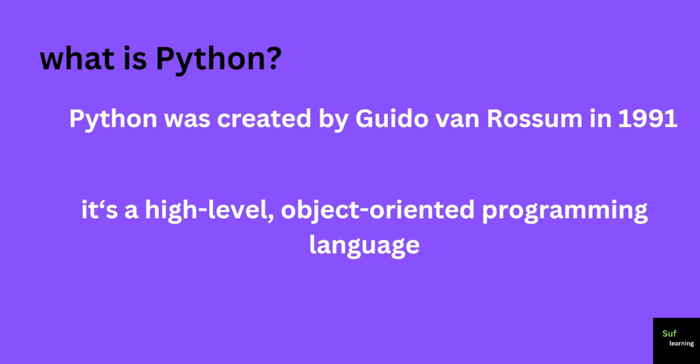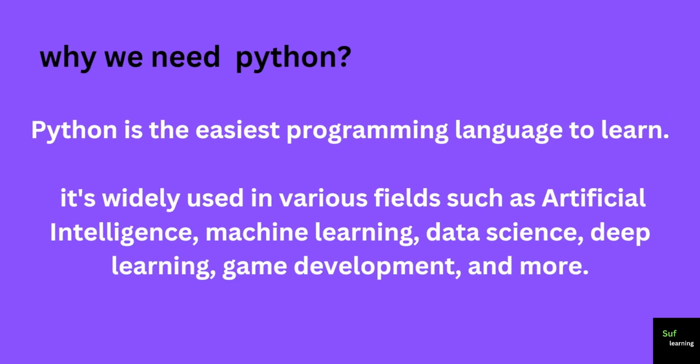Python was created by Guido van Rossum in 1991. It's a high-level object-oriented programming language. Why do we need Python? Python is the easiest programming language to learn. It's widely used in various fields such as artificial intelligence, machine learning, data science, deep learning, game development, and more.